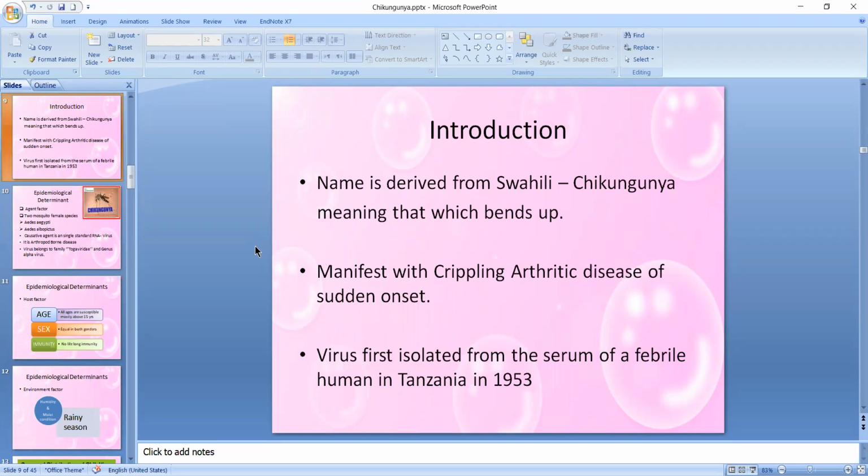The name is derived from the Swahili word chikungunya, meaning that which bends up. It manifests with crippling arthritic disease of sudden onset. The virus was first isolated from the serum of a febrile human in Tanzania in 1953.